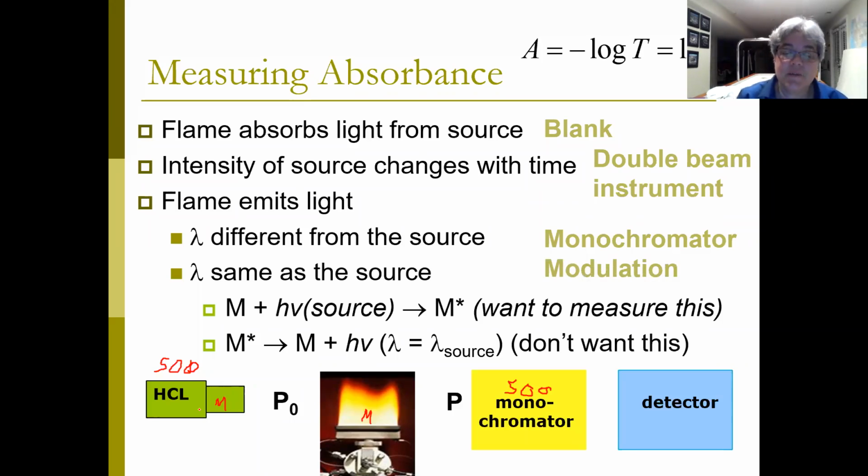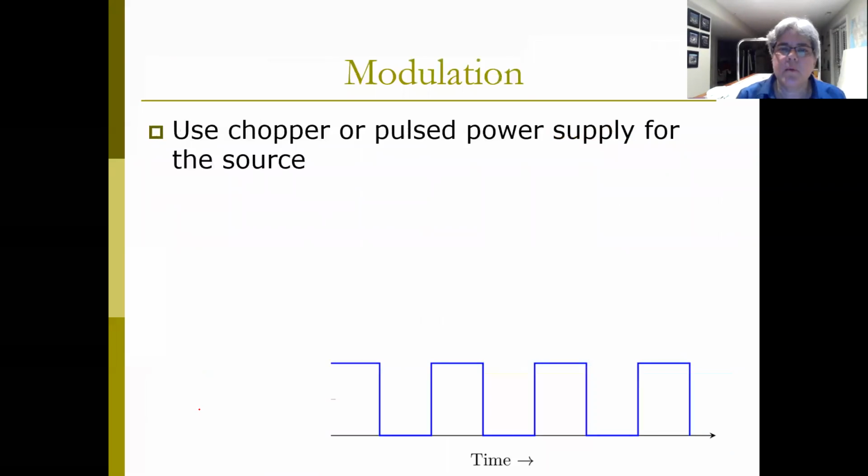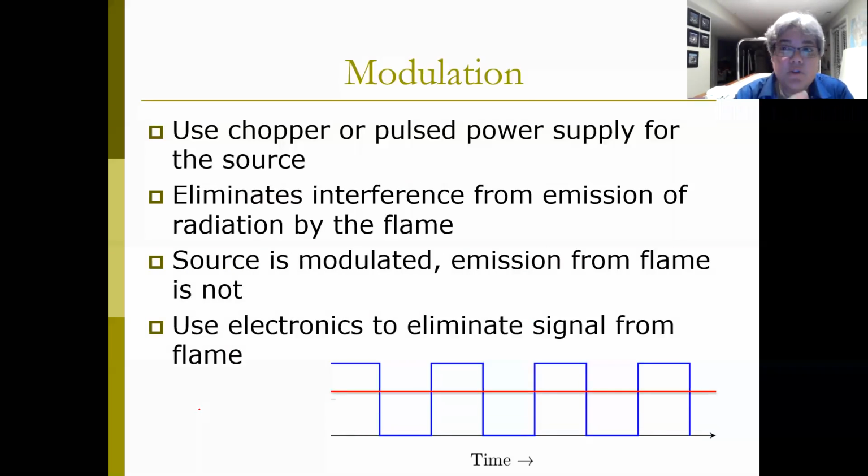And we fix it using something called modulation. What modulation is, we use either a chopper or a pulsed power supply to make my source light look like this. We're basically turning it on and off, on and off, on and off. And this is going to eliminate that light that is emitted from the flame, because the source looks like this, on, off, on, off. The light that's coming from the flame is all the same, not modulated.